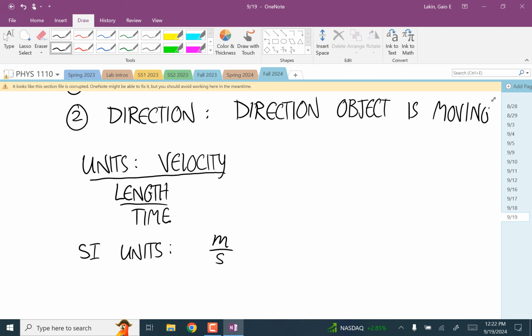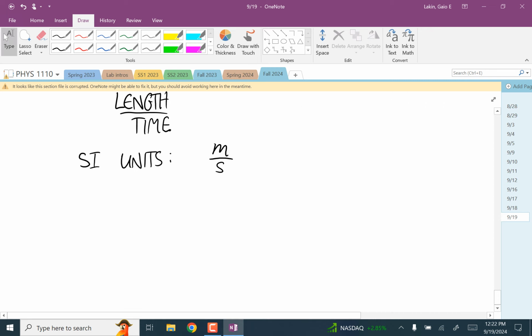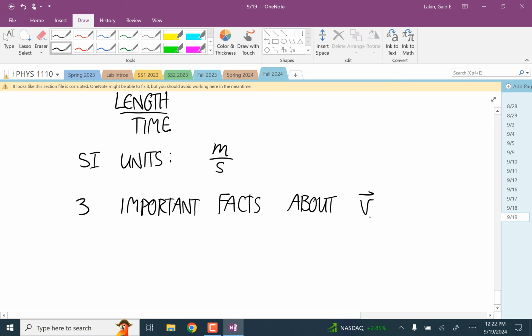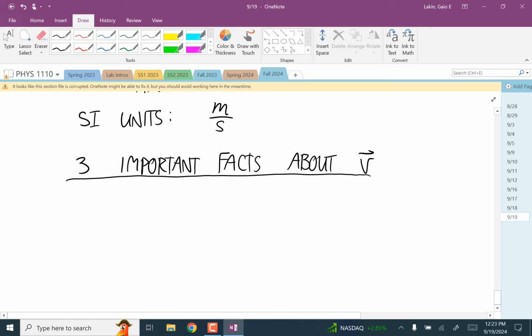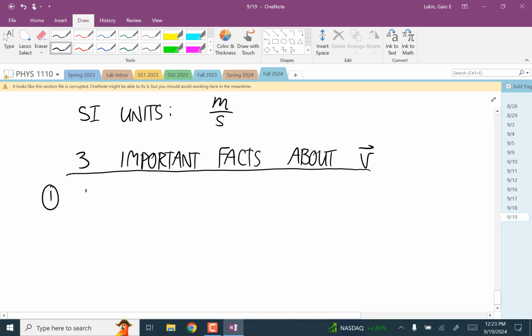Okay, now there are 3 important facts that you need to keep in mind about the velocity vector that's going to help us when we get to problems. The first one is often in problems, the velocity isn't going to be given as components. We're going to be given a direction and a speed.